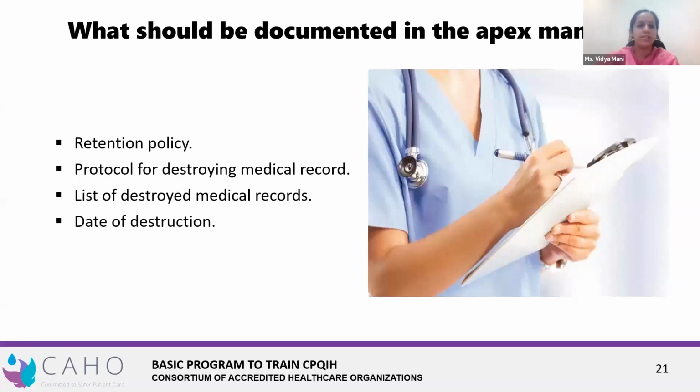So in terms of the IMS 4, what is it that has to be documented as part of your APEX manual? First is your retention policy. Second is the protocol for destroying medical records. Third is the list of destroyed medical records, and the date of destruction has to be documented. So all these will be part of your APEX manual.